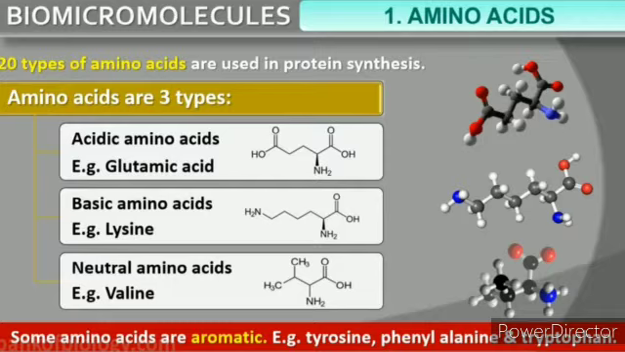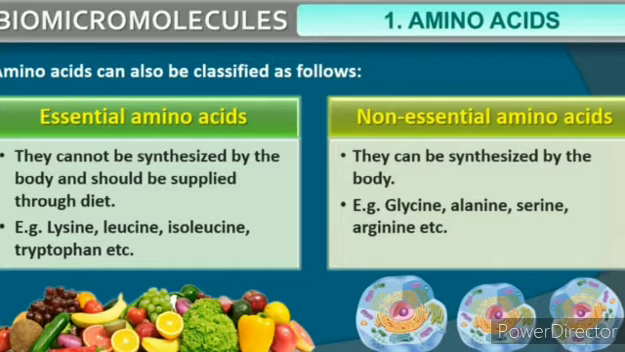First one, acidic amino acid, example glutamic acid. Second one, basic amino acids, example lysine. Third point, neutral amino acid, example valine. Some amino acids are aromatic, example tyrosine, phenylalanine and tryptophan. Amino acids can also be classified as 2 types, essential amino acids and non-essential amino acids.